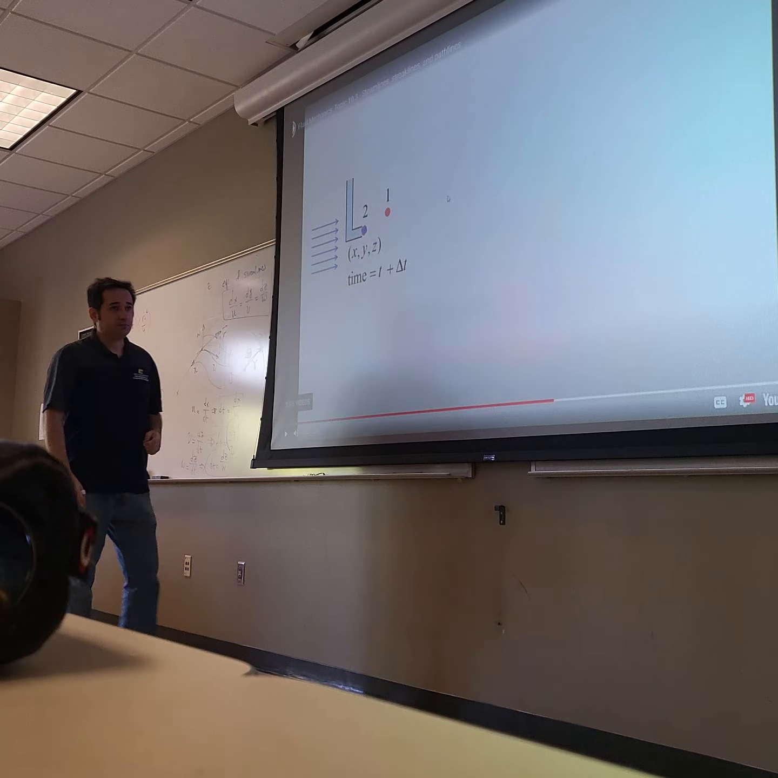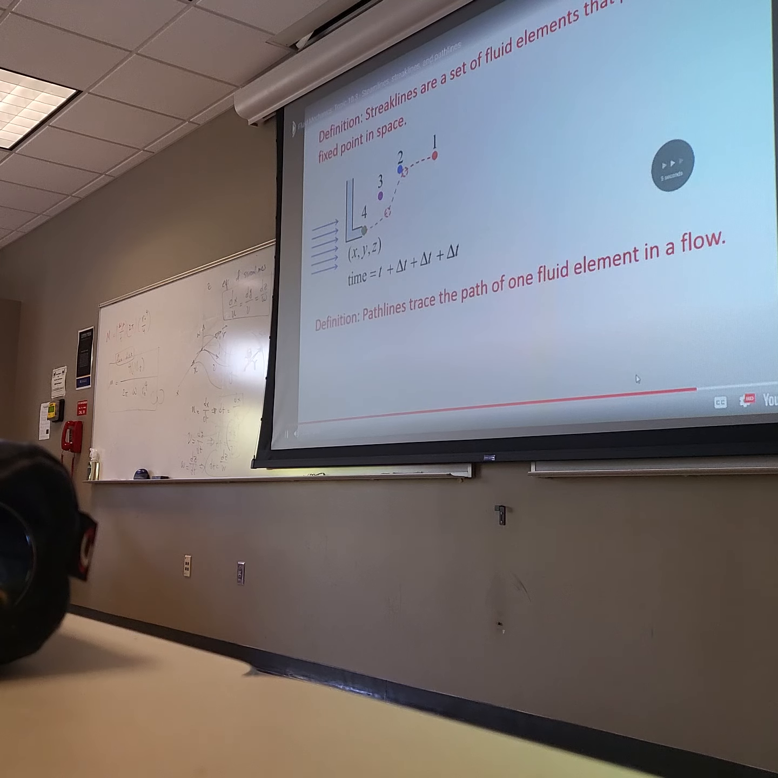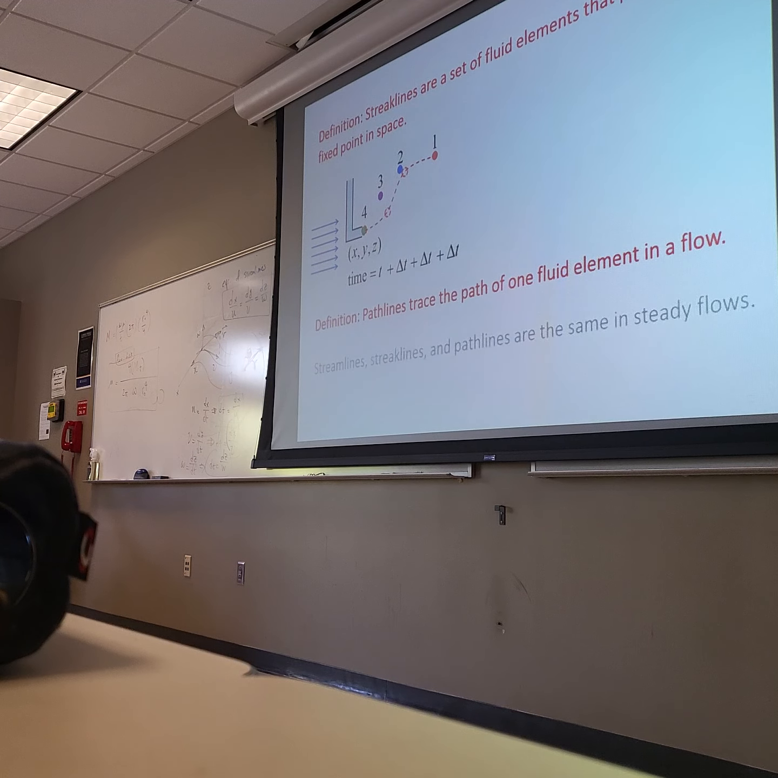Okay? And then the next one is the path line, which is the path of a dye marker. You see the path of those particles, we call it path line. Streamlines. So it's just the basic definition.